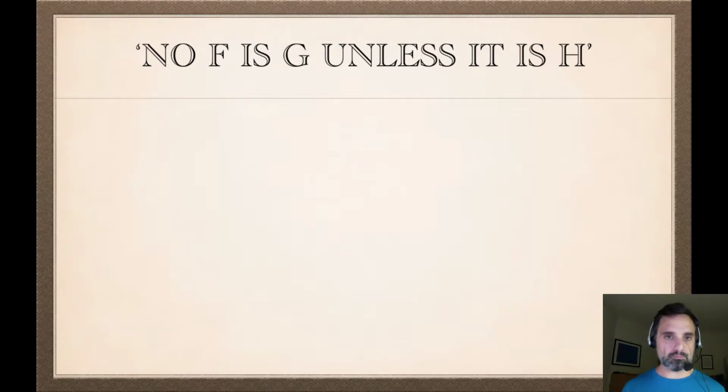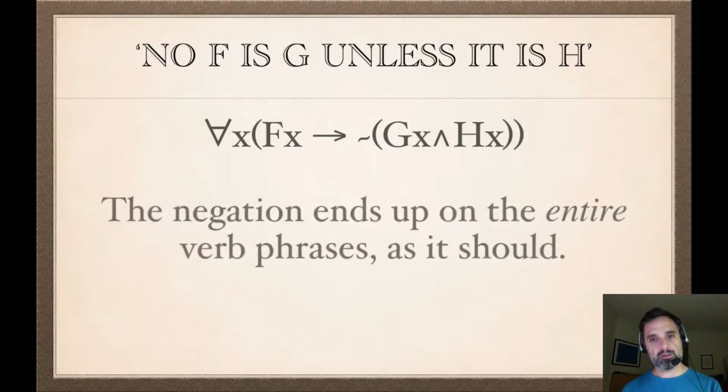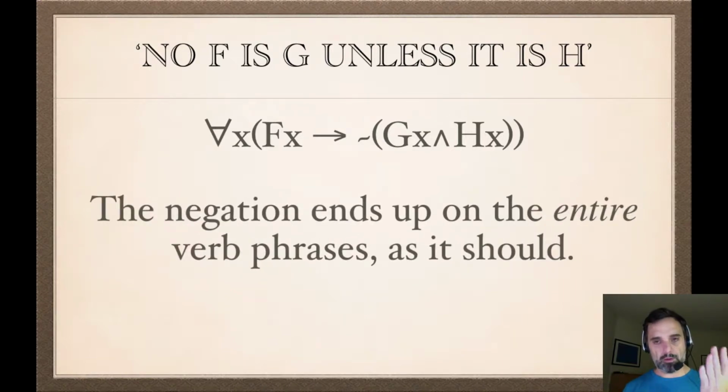Now, I want to point out here that in this symbolization, it's a no. It's the universal version of the no. And in this case, it's clear that the negation goes on the whole verb phrase. It doesn't go on parts of it. It attaches to the whole thing. It doesn't attach to the gx, it doesn't attach to the hx. The verb phrase is lazy and successful, and that whole thing is what the negation attaches to.